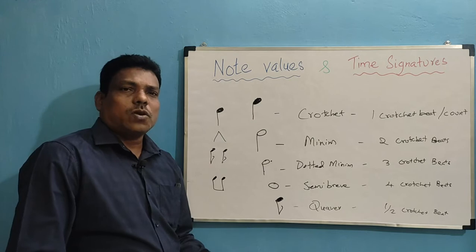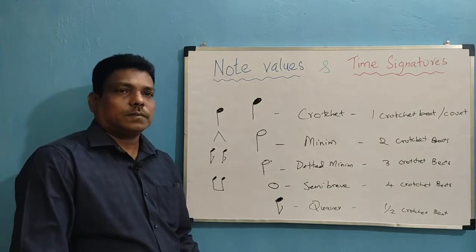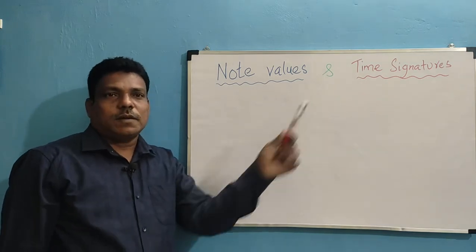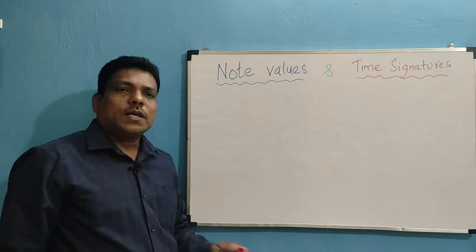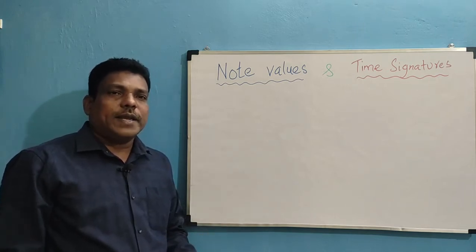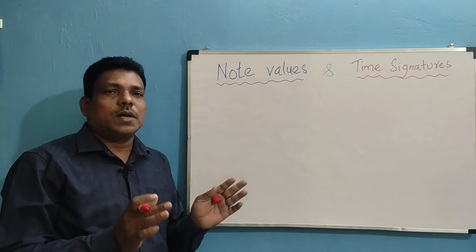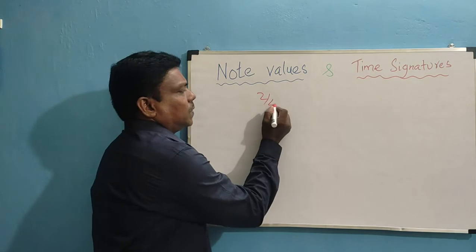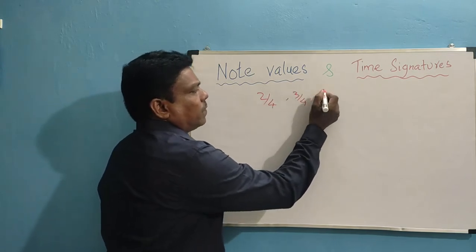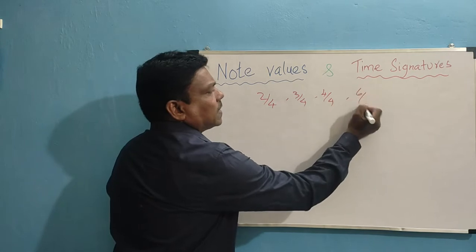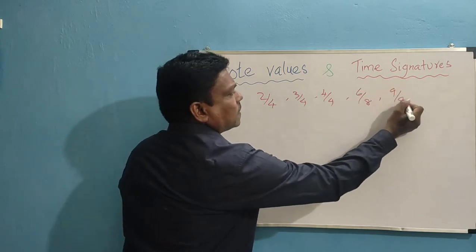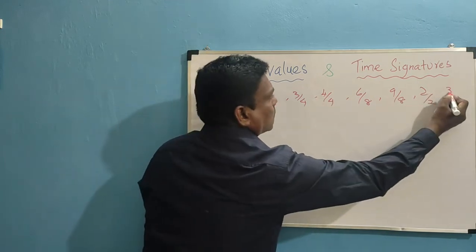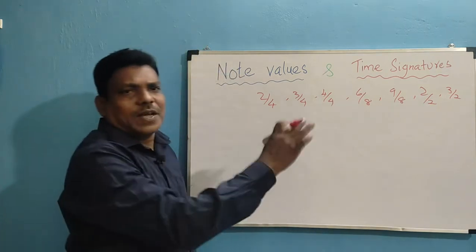Let's go to the next topic, time signatures. Whatever tune you play, it will fit under one particular time signature. There are a lot of time signatures like 2 4, 3 4, 4 4, 6 8, 9 8, 2 2, 3 2, like that. A lot of time signatures are there.